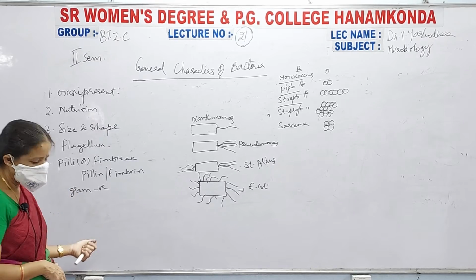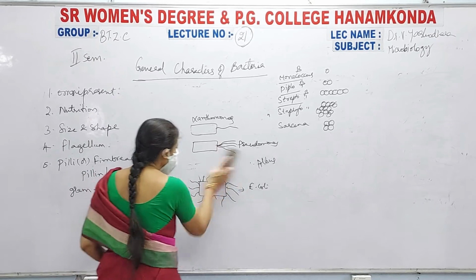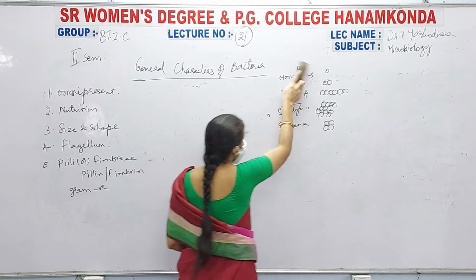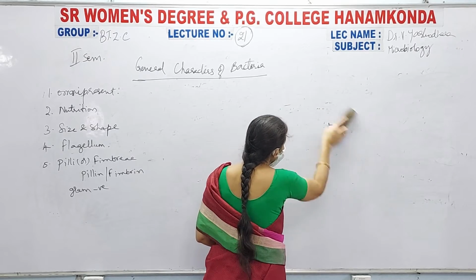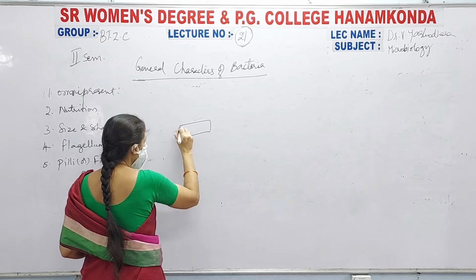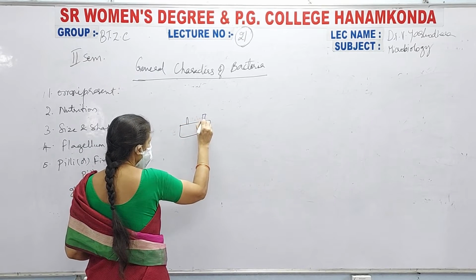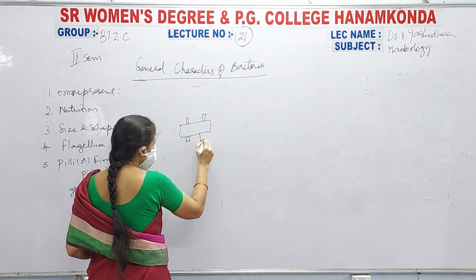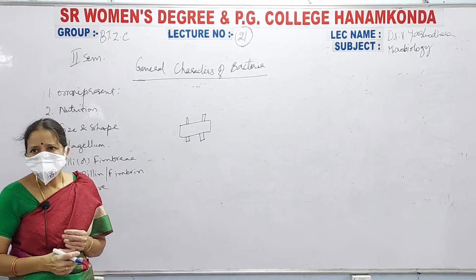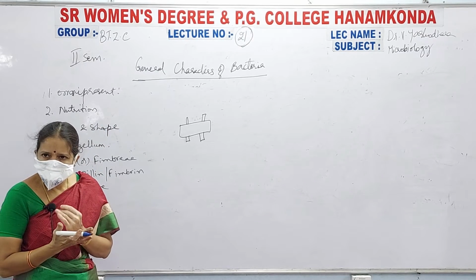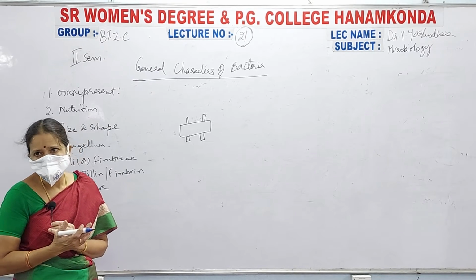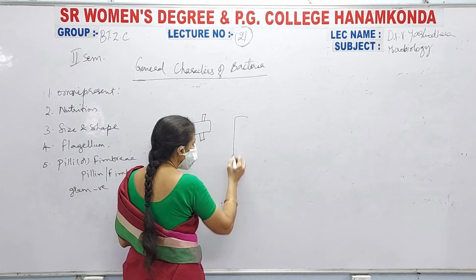The pili help in the formation of conjugation tubes. Here is a bacterium with some pili present on its surface, and these pili are of two types. General pili help in attachment to a surface, and the second type, sex pili, help in the formation of the conjugation tube.